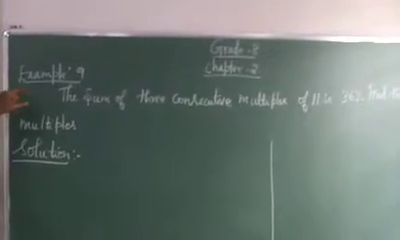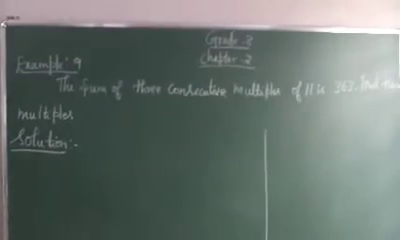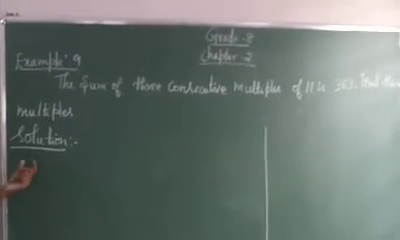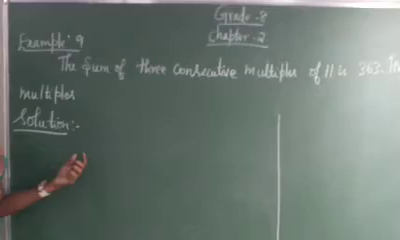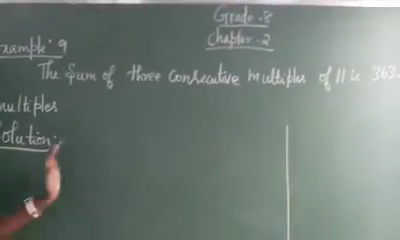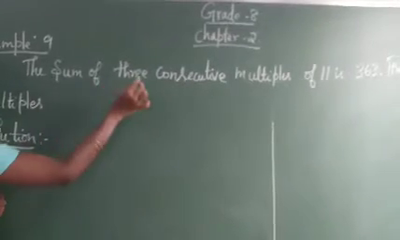Example 9. The sum of three consecutive multiples of 11 is 363. Find these multiples. So see here, the sum of three consecutive multiples of 11. So consecutive means what? அடுத்தடுத்து வருது. So what is the consecutive of 2, 3, 4, 5 etc. likewise. So next அடுத்தடுத்து வர்றது தான் consecutive ஓட meaning. So the sum of three consecutive multiples of 11 is 363.